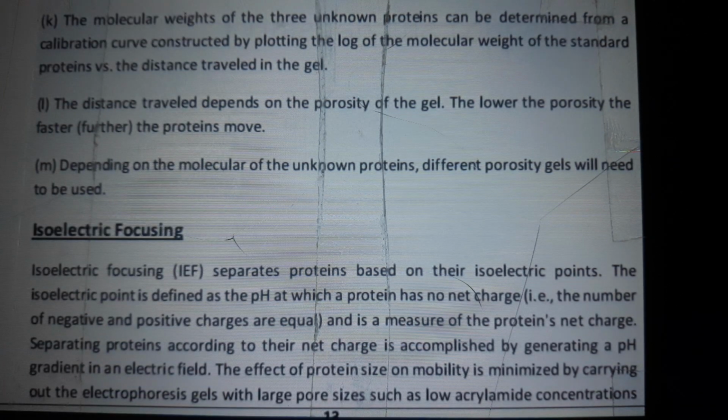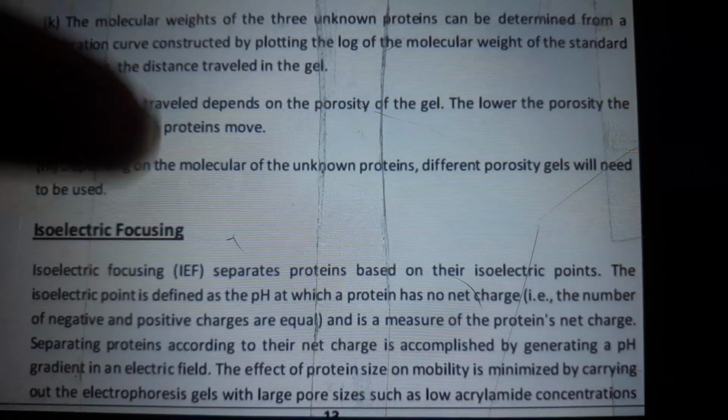Isoelectric focusing. Isoelectric focusing, IEF, separates proteins based on their isoelectric points. The isoelectric point is defined as the pH at which a protein has no net charge, that is, the number of negative and positive charges are equal, and is a measure of the protein's net charge. Separating proteins according to their net charge is accomplished by generating a pH gradient in an electric field.